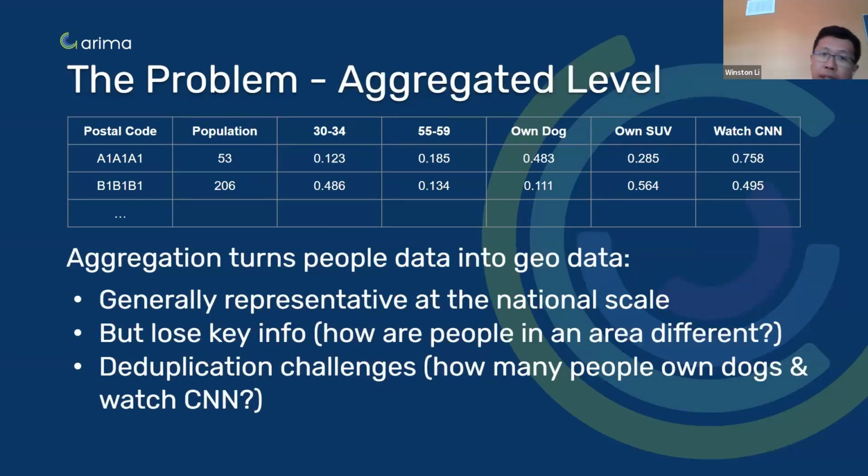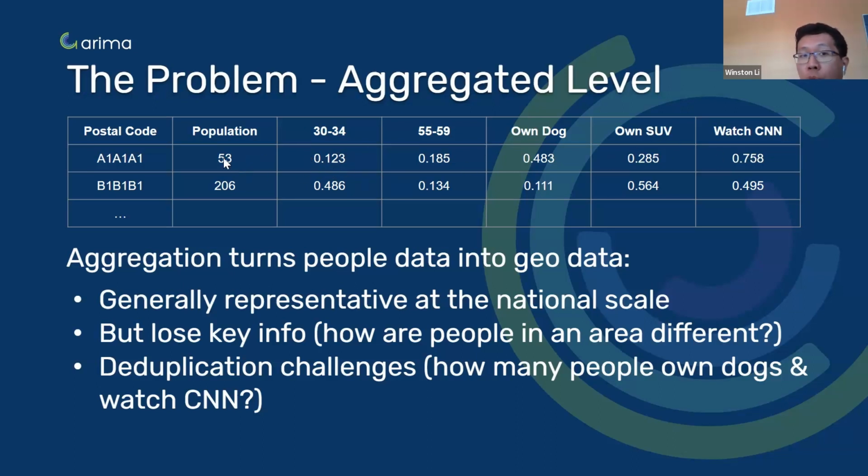Then we're dealing with aggregated data. Aggregated data sets basically turn people data into geography data. In other words, you're taking people in an area and you're averaging them. So by doing so, you no longer have data about people, and instead you have data about an area. So here you can see, rather than knowing individuals, we now know in this postal code, A1A1A1, there are 53 people, and this is their distributions.